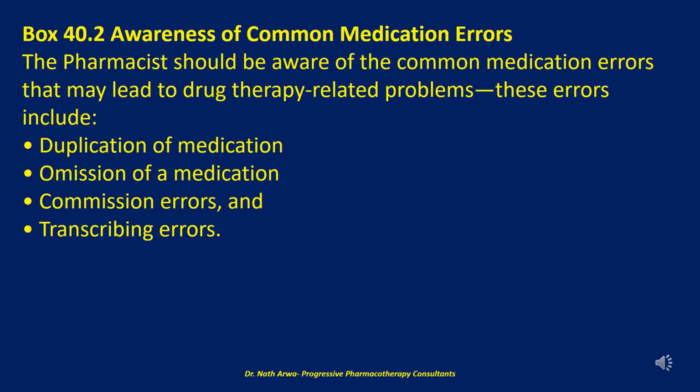Box 40.2 Awareness of common medication errors. The pharmacist should be aware of the common medication errors that may lead to drug therapy-related problems. These errors include the following. 1. Duplication of medication. 2. Omission of a medication. 3. Commission errors. And 4. Transcribing errors.